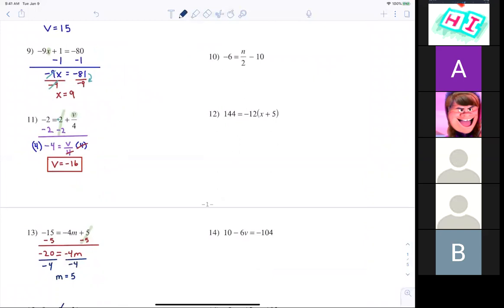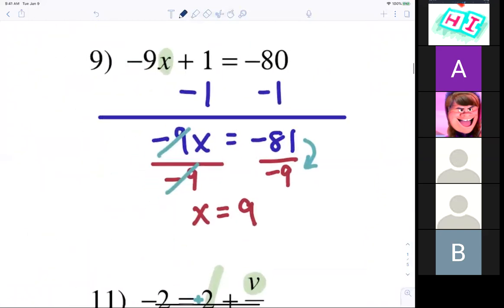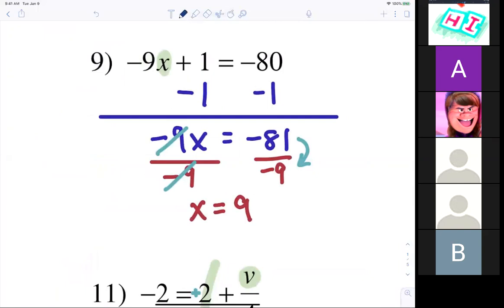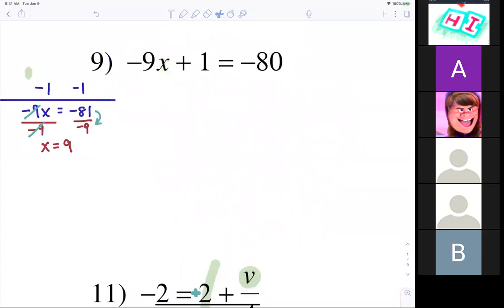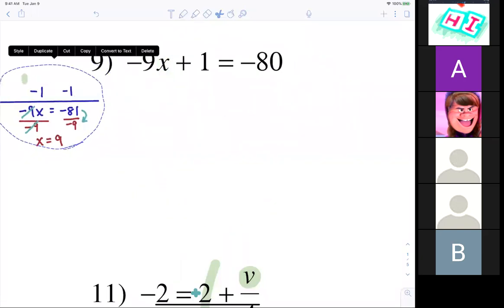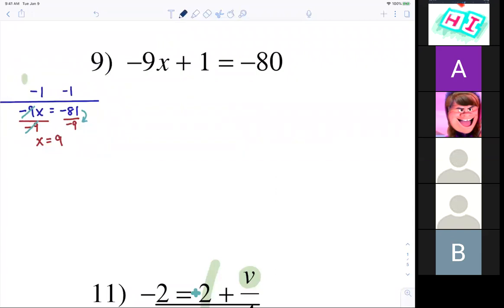Yeah, let's look at number 9. All right, I'll pull number 9 out. Keep in mind, I'm just going to move it to the side a little bit. Your job, first and foremost, is to remember working backwards. So I'm going to undo the plus 1.